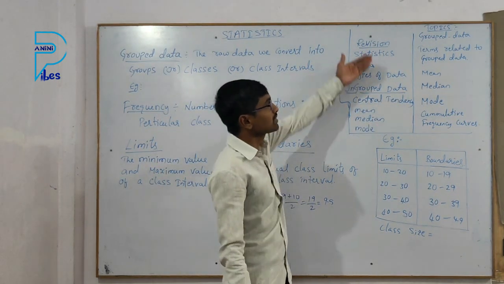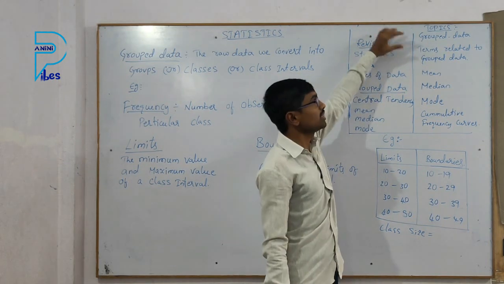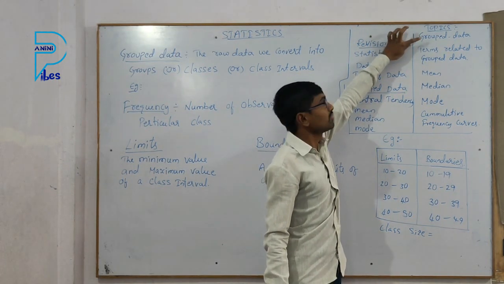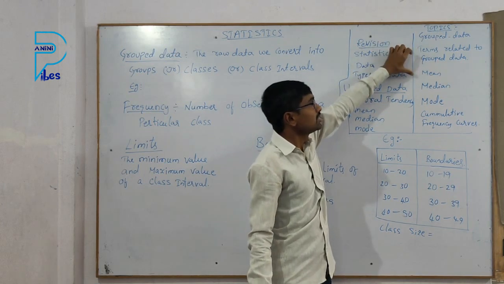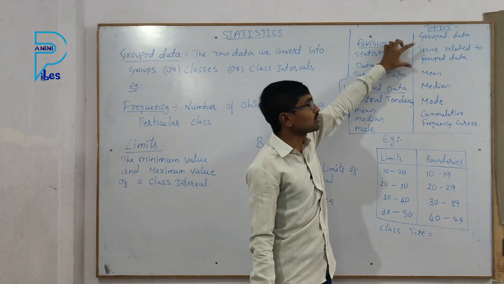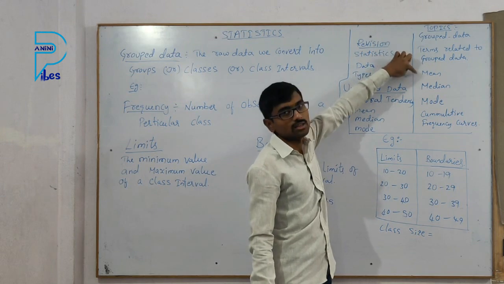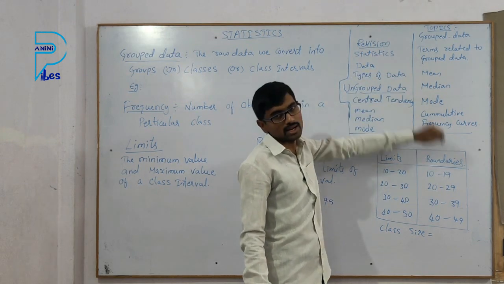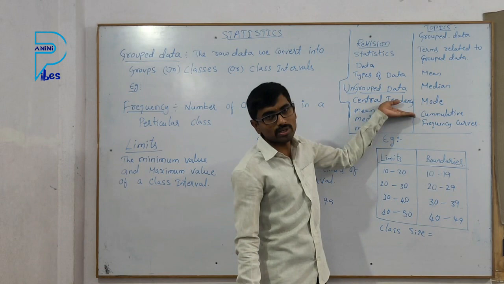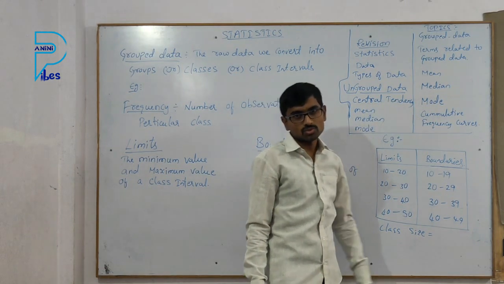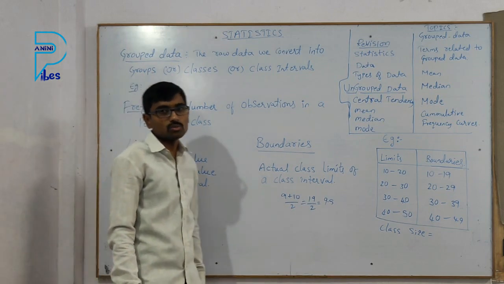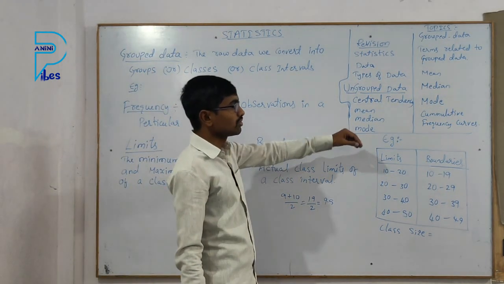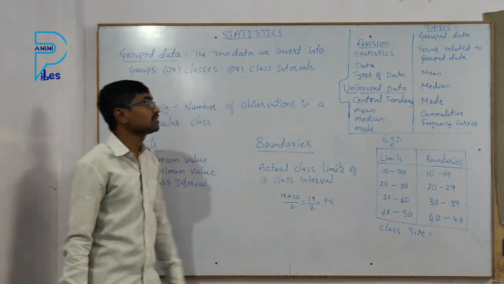Today's topics are: first, grouped data and terms related to grouped data. After that, again central tendencies of grouped data, that is mean, median, mode, and at last we will be doing cumulative frequency curves. There are two types of curves, less than cumulative and greater than cumulative frequency curve. We will be discussing these in this class.